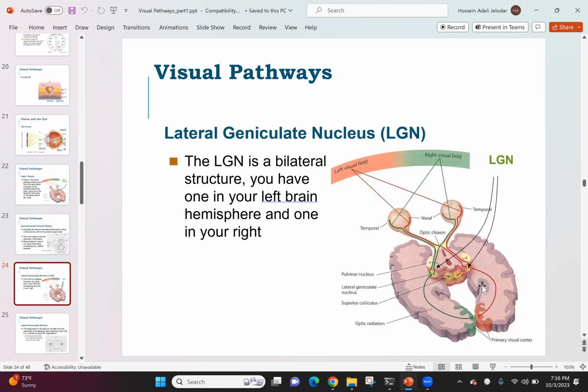The lateral geniculate nucleus is a very small area, and it's bilateral. When we say it's bilateral, it means that it exists in both sides of the brain. You have one in the left brain hemisphere and one in the right brain hemisphere. That's what bilateral means. And that's the only place that the neurons actually stop. So you have all these axons leaving the eye, they get to that point. From that point, they go to the visual cortex directly. And as you remember, the visual cortex is in the back.